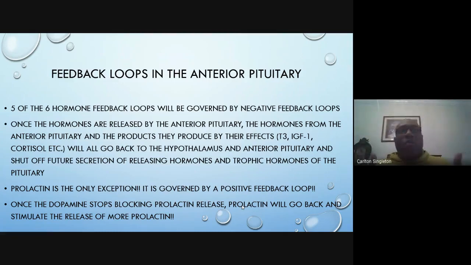Once prolactin's released from the anterior pituitary, prolactin will go to the breast tissue, certainly, and stimulate the production of milk. However, it also goes back to the anterior pituitary and says, hey, we need more prolactin. This goes back around the loop until eventually there's a signal to shut that whole cycle off. Think of it like a water hose, guys. Once you turn the water hose on, does it ever turn off on its own? No, you have to go back and physically turn off the water hose yourself.